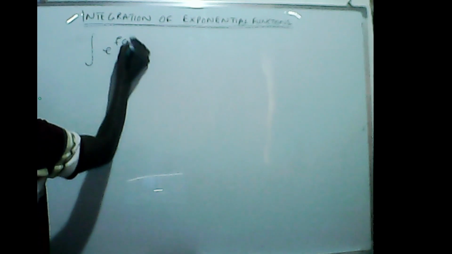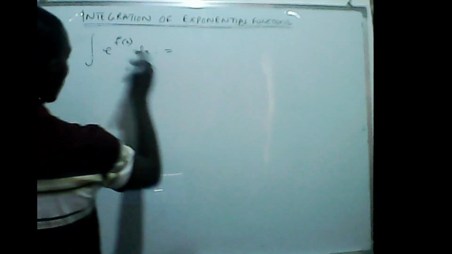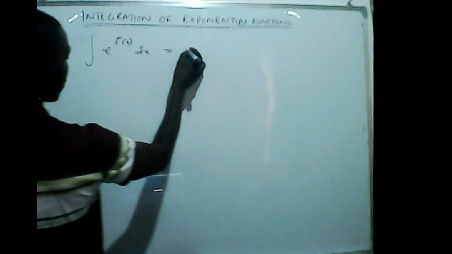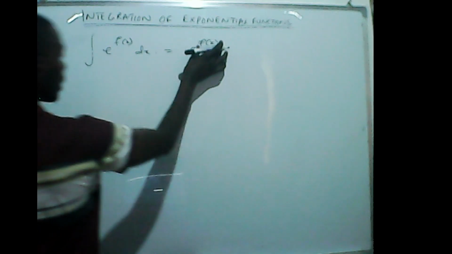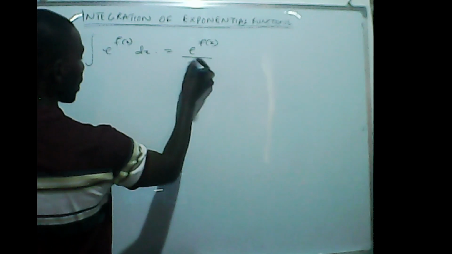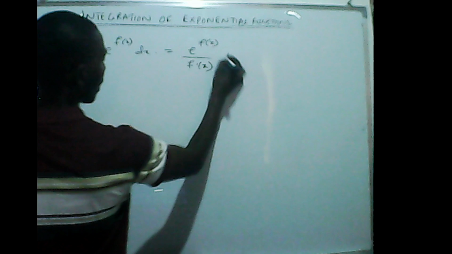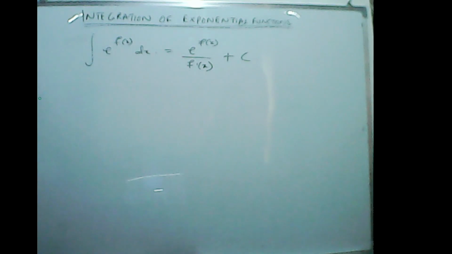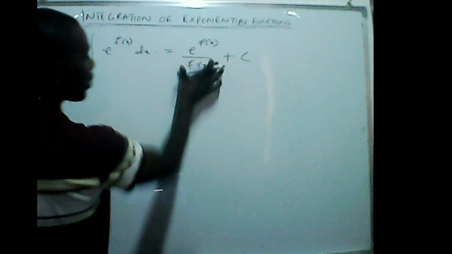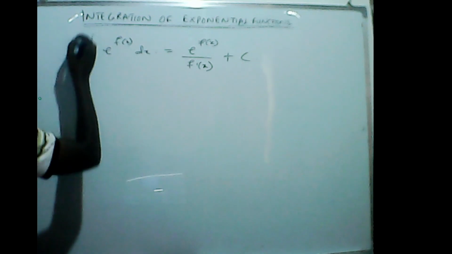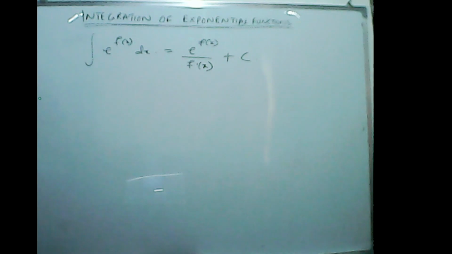Let's say we are given the integral of e to the power f of x dx. Then to integrate this function, we differentiate f of x, then we divide by the derivative, plus a constant of integration. Right? So we just differentiate the power, then we divide by the derivative. That is how we integrate exponential functions.